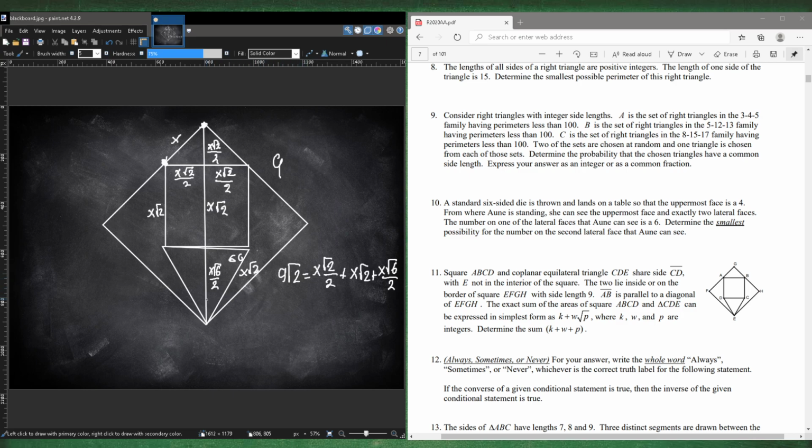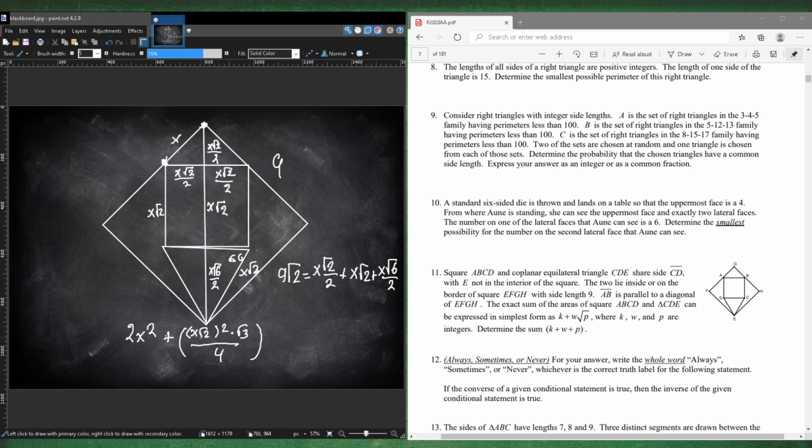Okay. And we need to find the areas of our square and our equilateral triangle. So our area of our square is x square root 2 squared, so that's just 2x squared. And then the area of our equilateral triangle is our side length squared, which is x square root 2 squared, times square root 3 over 4. That's just the general formula.